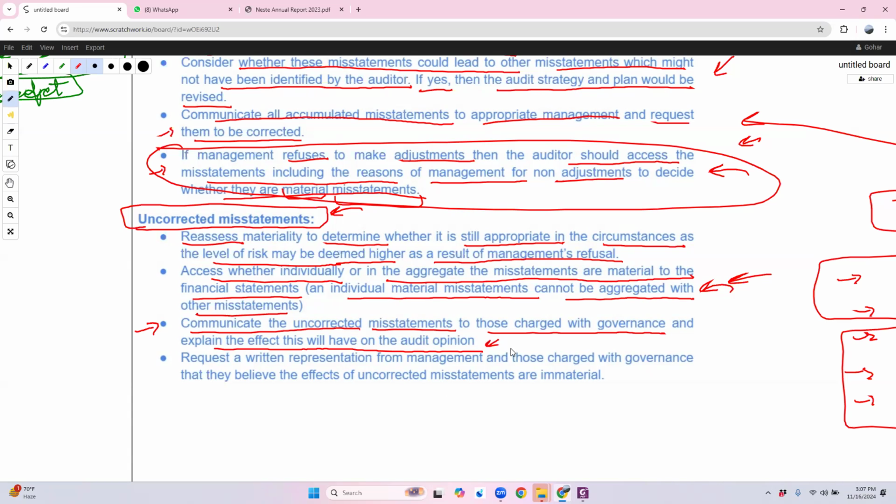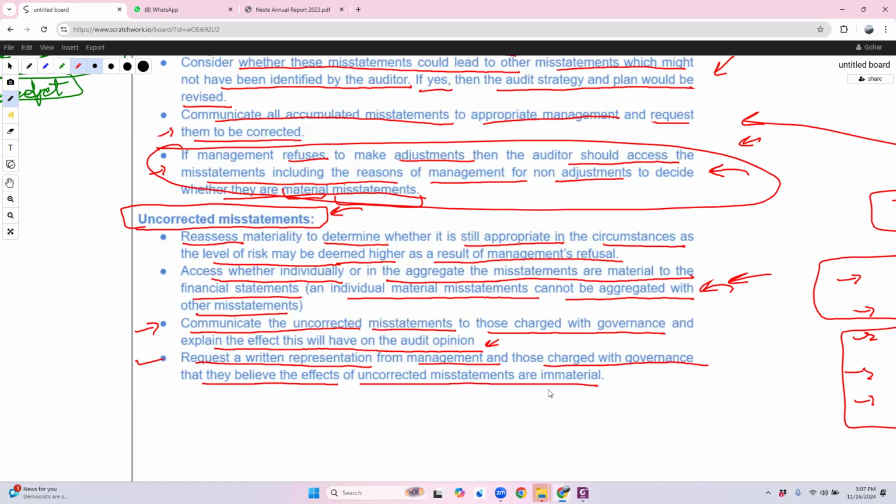This is the second last step. And the last step is to request a written representation from the management and those charged with governance that they believe the effect of uncorrected misstatements is immaterial. Now, obviously, as a director or management of a company, why would you be refusing to make any kind of adjustments the auditor is asking you to do and the auditor is stating that they are material? Why would you not do that?